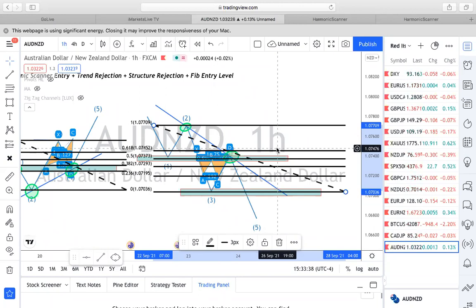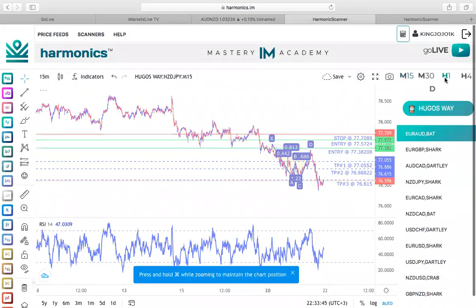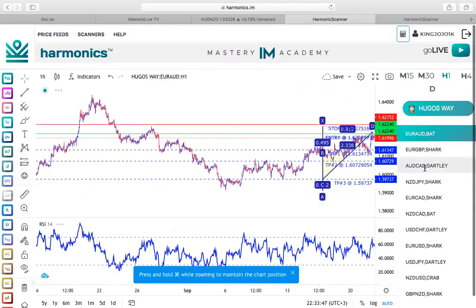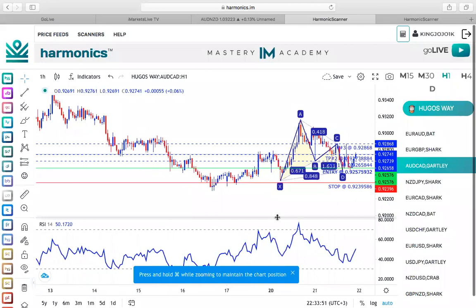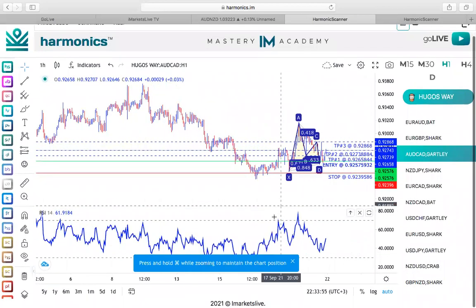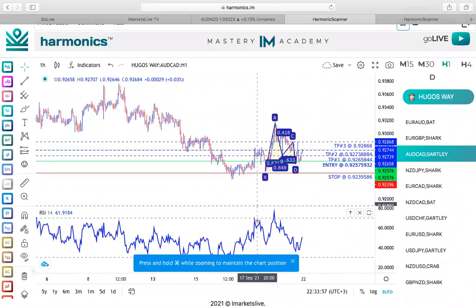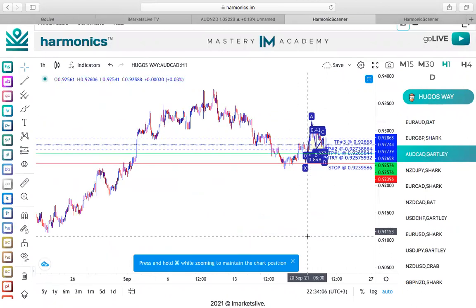All right. Now let's take it to the Harmonic scanner. Let's try to find some live trade ideas real quick. I'm gonna go to the hour time frame. So let's look at AUD CAD real quick. Let's zoom out on AUD CAD. So as I'm looking at it, I have literally a D right here. So I'm looking for an uptrend. Okay, cool. Let me zoom out.